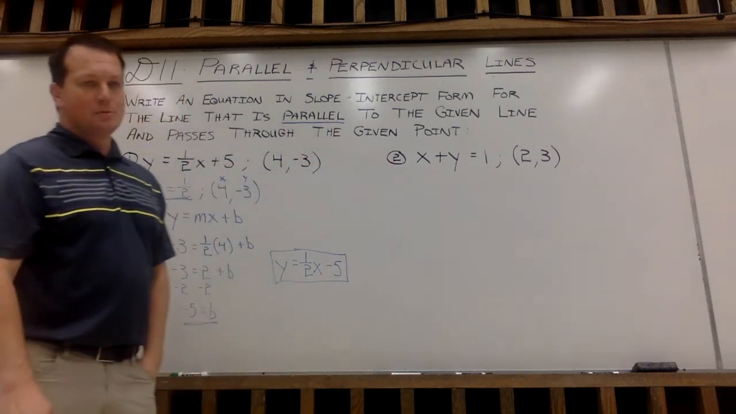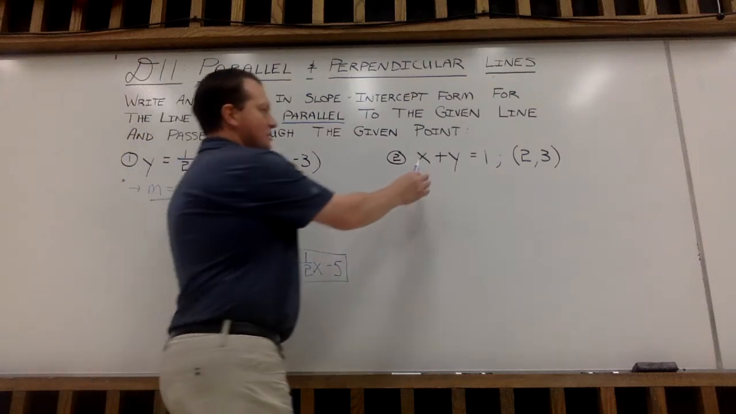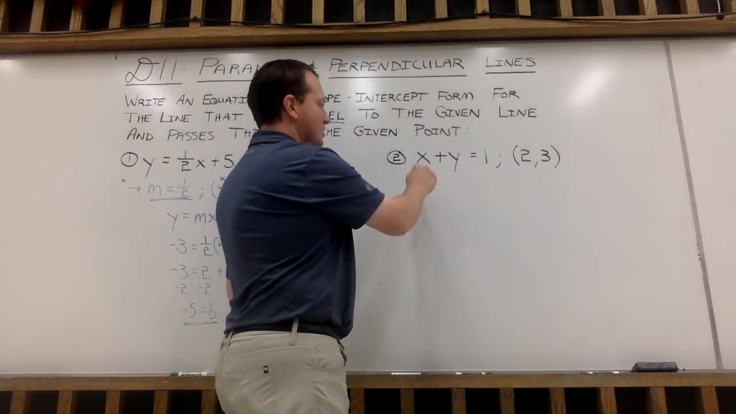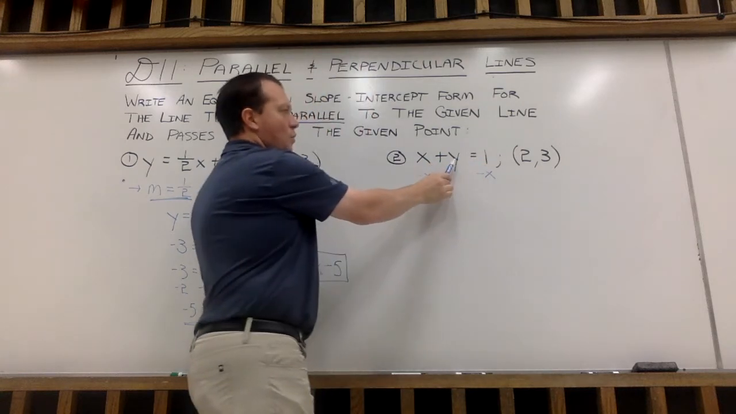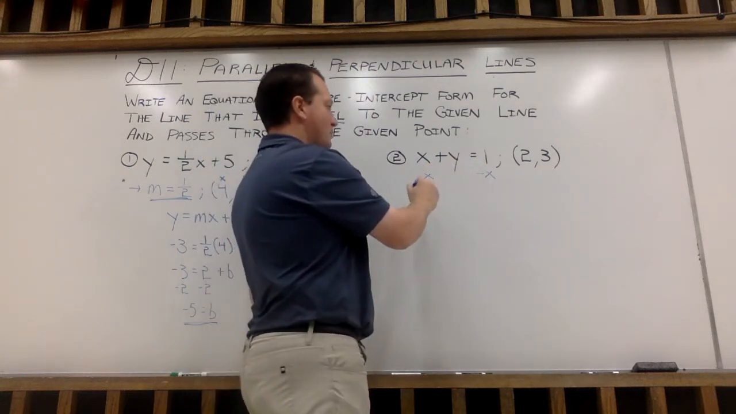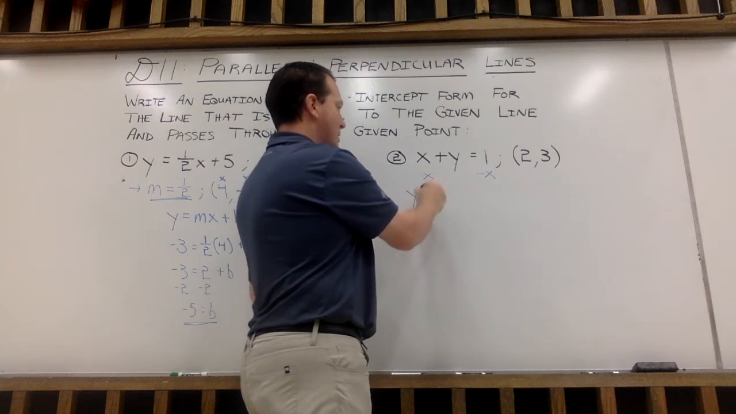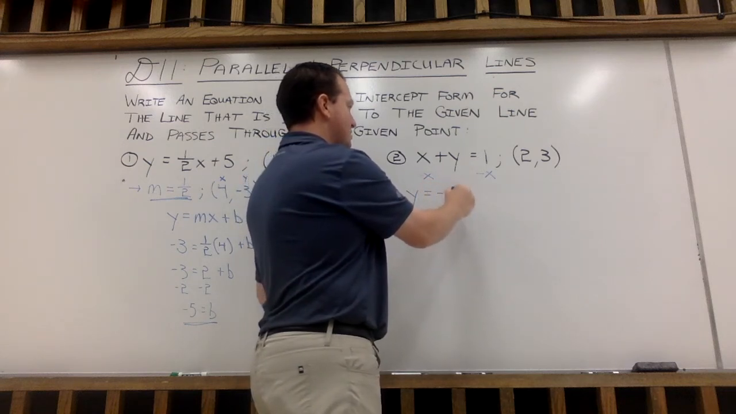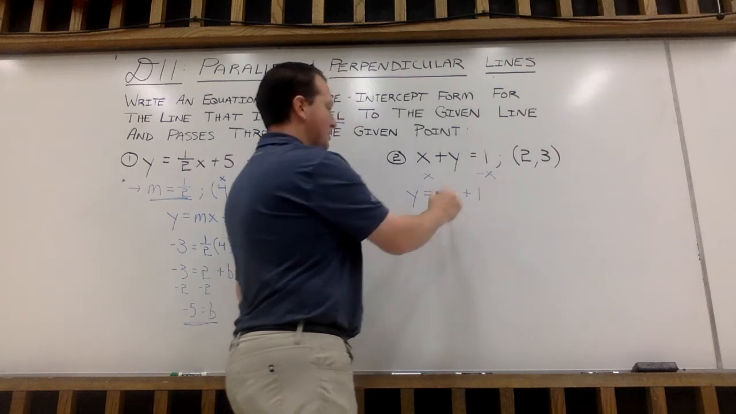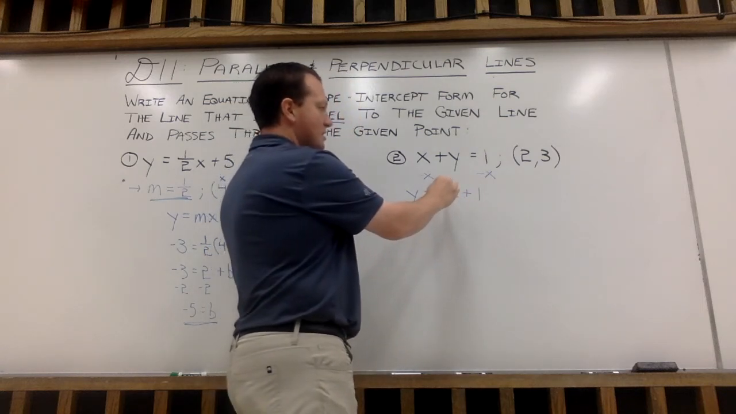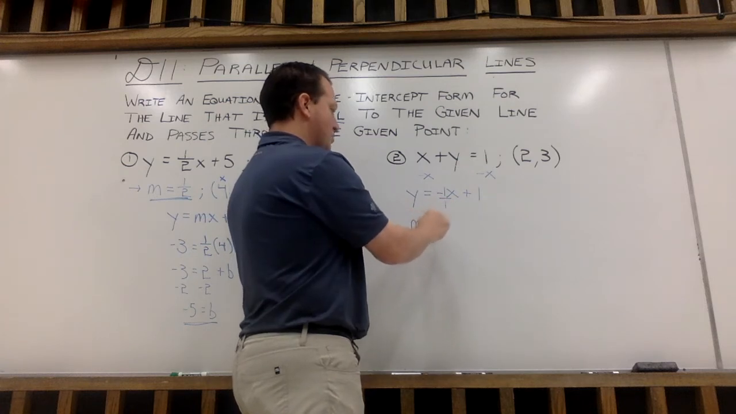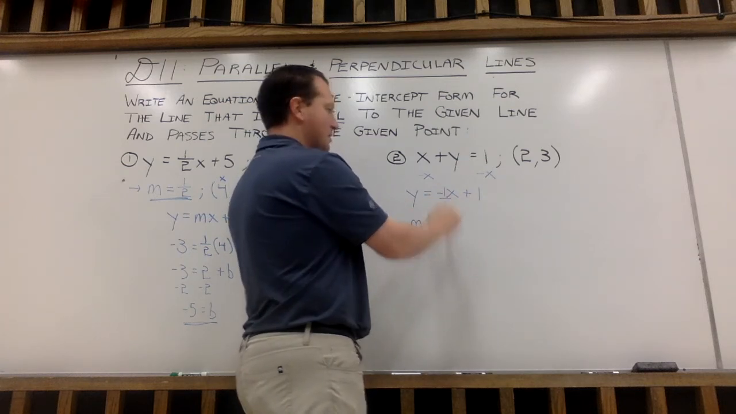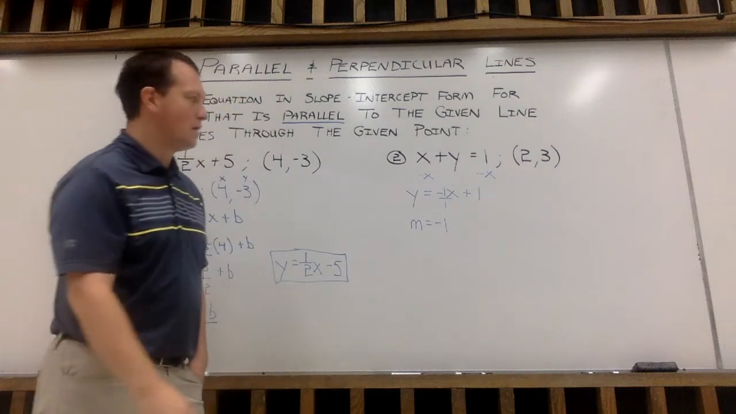Example 2, similar scenario here. The only difference is that my given equation is not in y equals mx plus b form. So to get y alone, I'll move positive x over by subtracting. So y equals -x plus 1. So the slope of this line is -1 over 1. So the slope of my new line also has to be -1 over 1, which is -1.